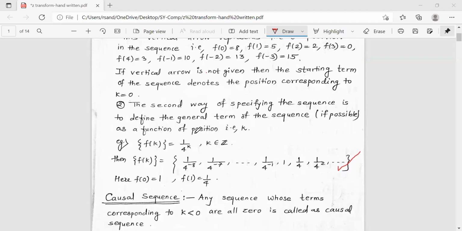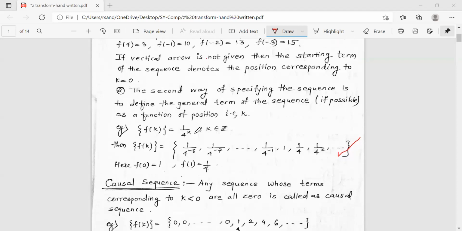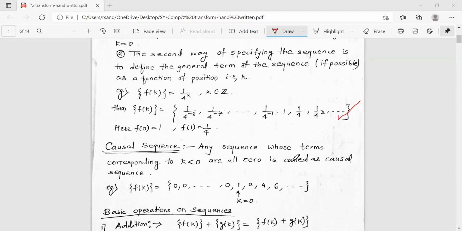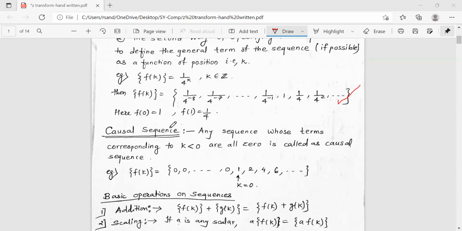Yes. So here we are where the f of k sequence is defined like this one. The positions are f of 0, f of 1, any position you can identify, and at that position, what is the value of the function. Similarly, we have a name for a sequence which is called a causal sequence.